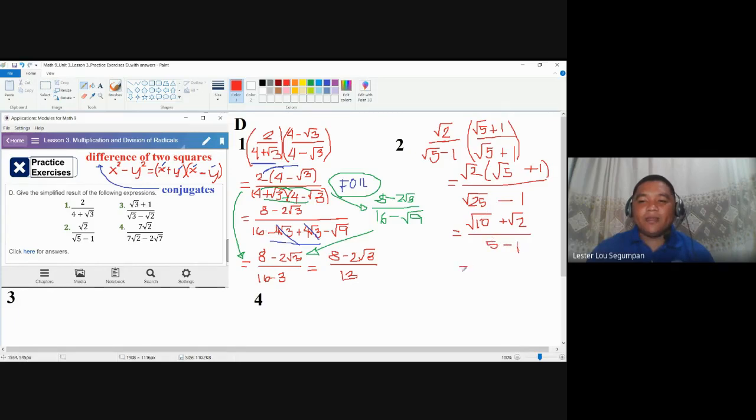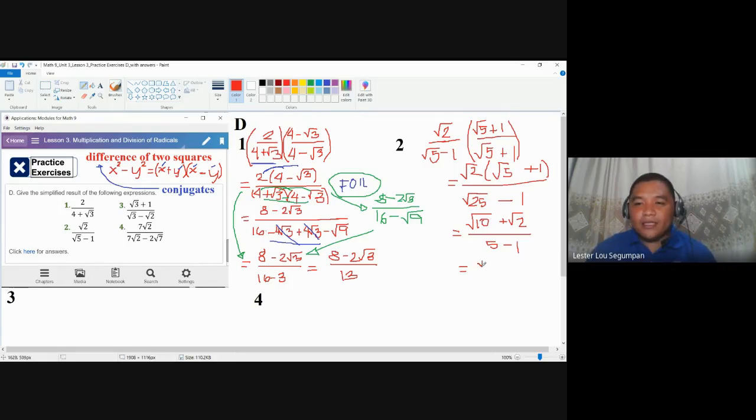We cannot add square root of 10 and square root of 2 because, again, when we add radical expressions, they must have the same index and radicand. And of course, we cannot simplify 10 because 10, except for 1, has no more factors which are perfect squares.